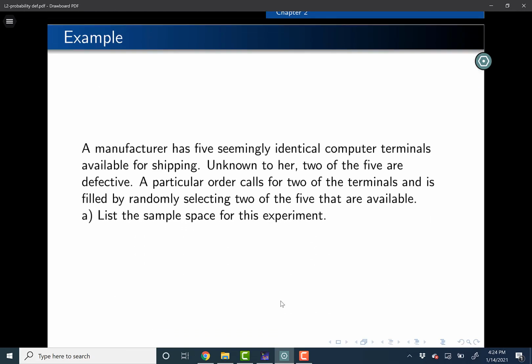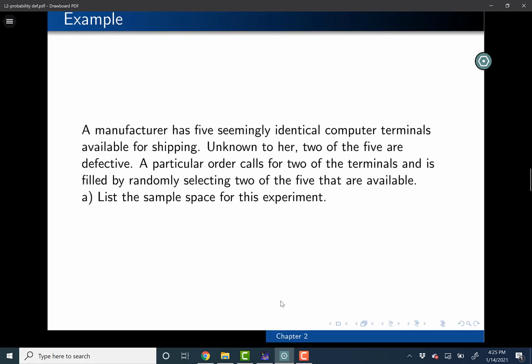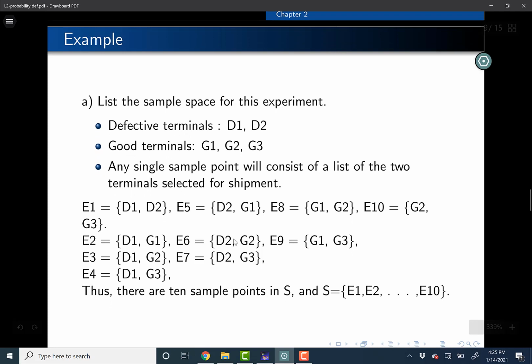So let's take a look at an example. A manufacturer has 5 identical looking computer terminals, and unknown to the manufacturer, 2 of the 5 are defective. There is a particular order which calls for 2 of the terminals, and this order is filled randomly by selecting 2 of the 5 terminals. So what is the sample space in this experiment? We have 5 terminals, 2 are defective and 3 are working well. To list the sample space, say we call the defective terminals D1 and D2 and the good terminals G1, G2, G3, right?